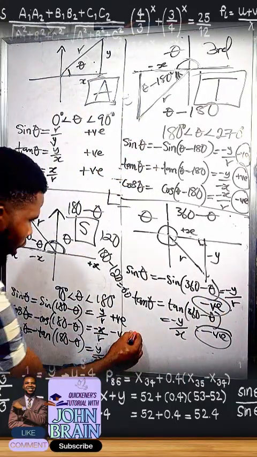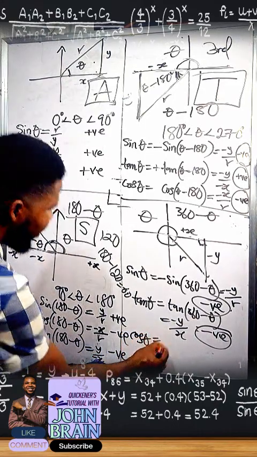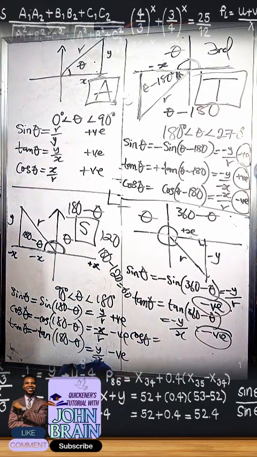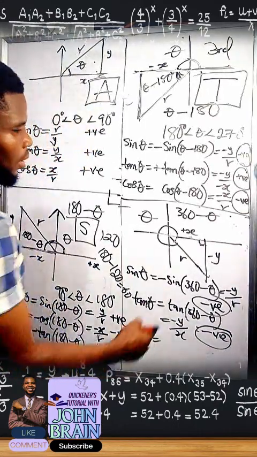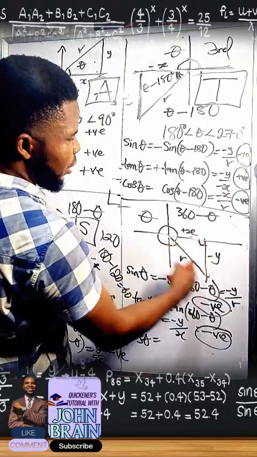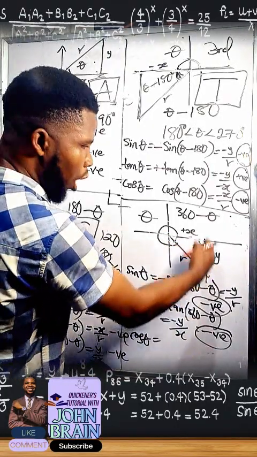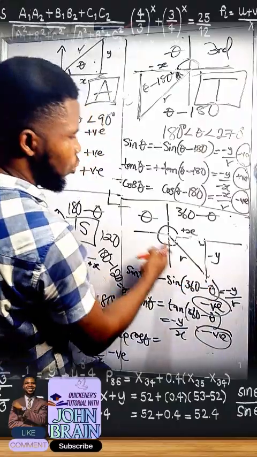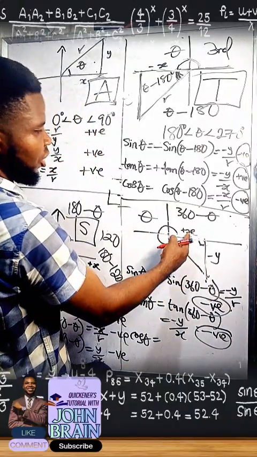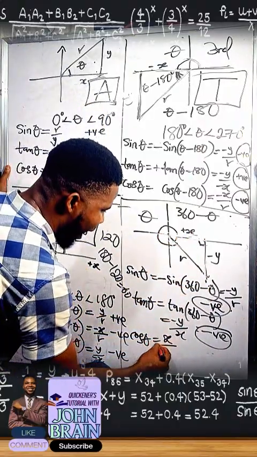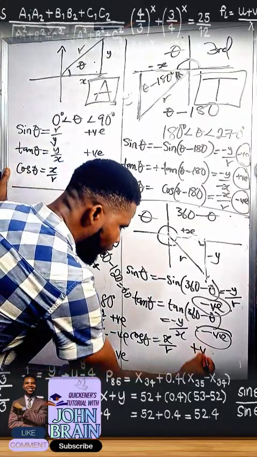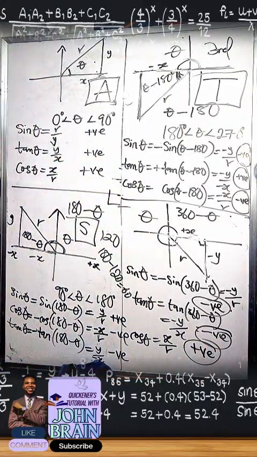Let's go to cos. Let's see what we get. So what is cos theta? Cos theta is adjacent over hypotenuse. This is adjacent, this side is opposite, and this is hypotenuse. So adjacent over hypotenuse. This is positive x, that is x over r. That is positive. So at the fourth quadrant, cosine is positive.